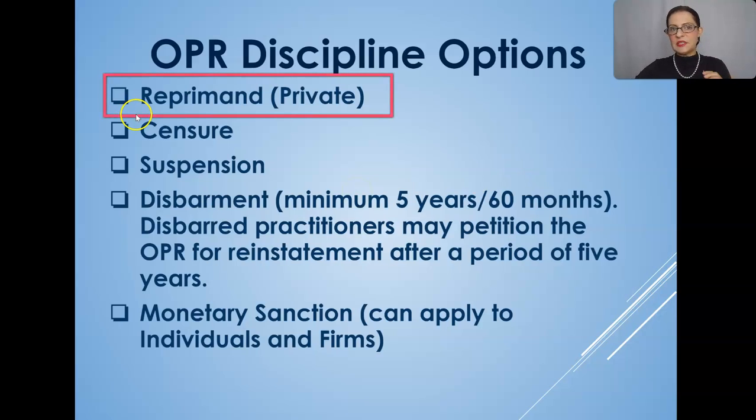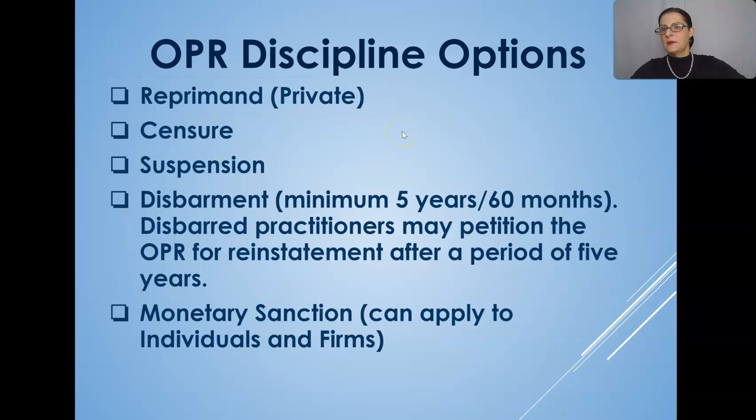The first discipline option is a reprimand. Now, a reprimand is private. It's not something that's published. Nobody else knows that it happened. Like, you wouldn't be able to look up a CPA or an enrolled agent that was reprimanded by the IRS because it's not published anywhere on the IRS website or in the Federal Register or anything. But it does stay on your permanent record. But this is like a private reprimand. The IRS is giving you a warning.